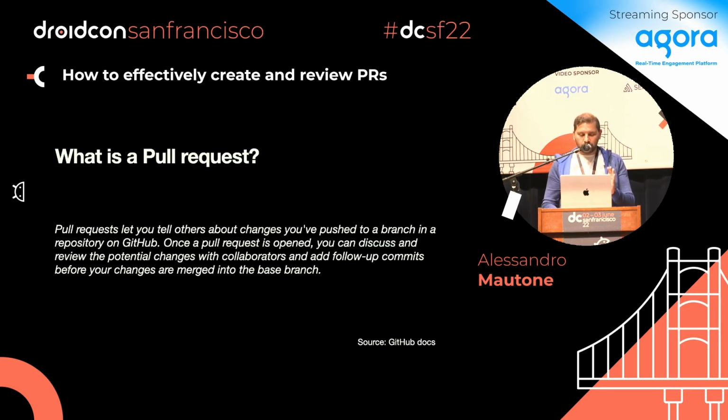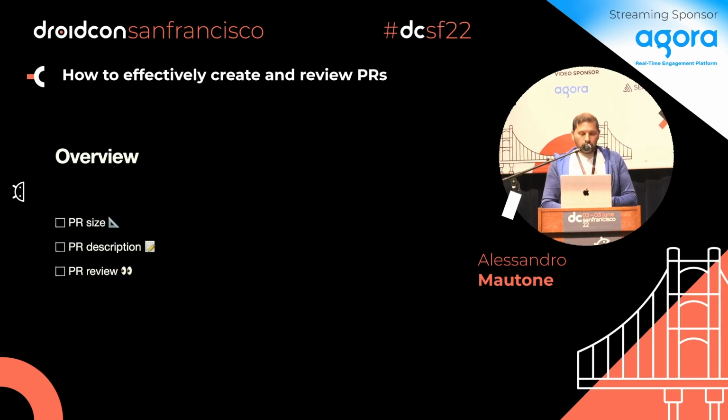Especially the keywords: collaborating and reviewing. So the talk is mainly done in 3 steps. We're going to first discuss how big a PR should be. Then we are going to discuss how to fill out the description of the PR. And then finally, we're going to discuss how to review the PR. The first 2 points are going to be when we are on the side of the author of the PR, while the third point is going to be when we are on the reviewer side of the PR.